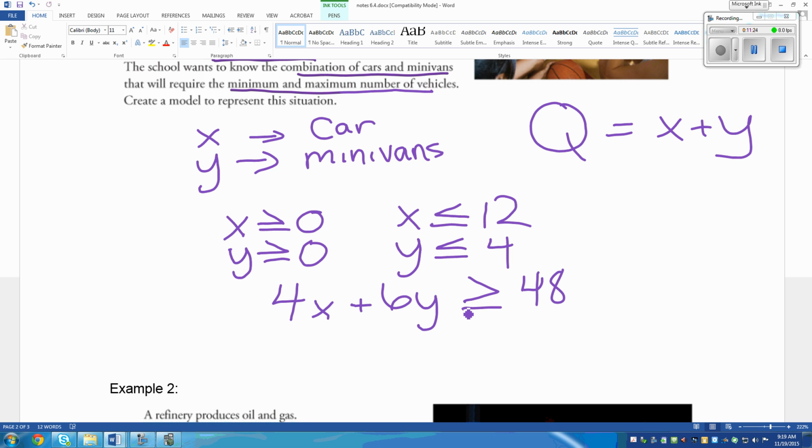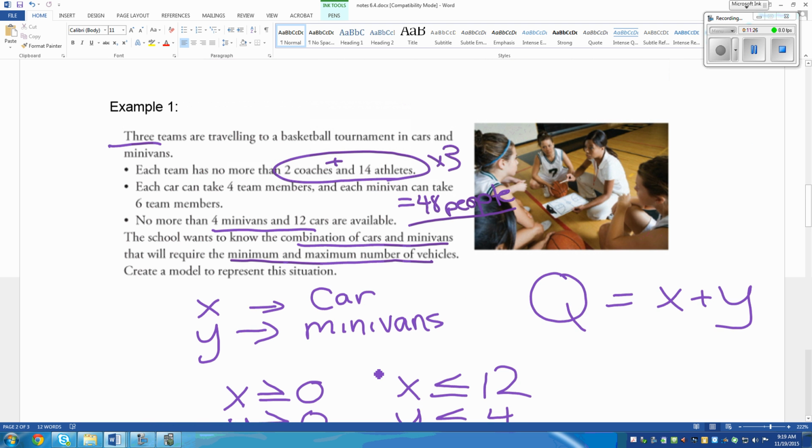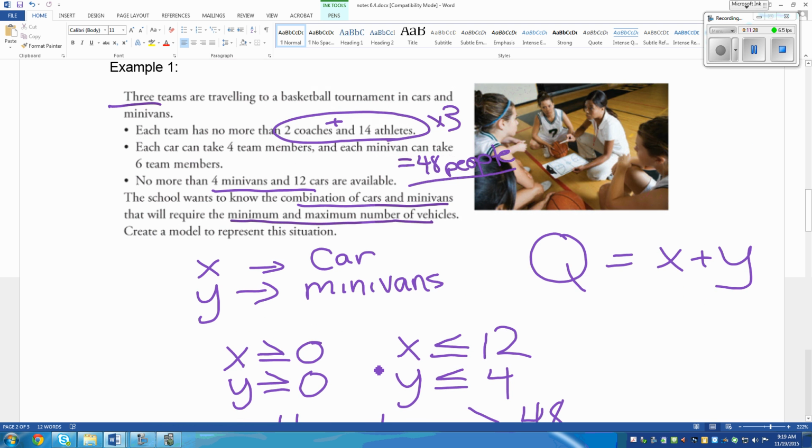Okay? Is there anything else? Okay. We dealt with 48 using this thing. We dealt with 4 team members and 6 team members in that equation as well. We put this in. I don't think there's any more inequalities that we have to come up with. Okay? We're done. Because today the only thing we're doing is deciding what variables we have, writing a Q formula, and coming up with the inequalities. Okay?